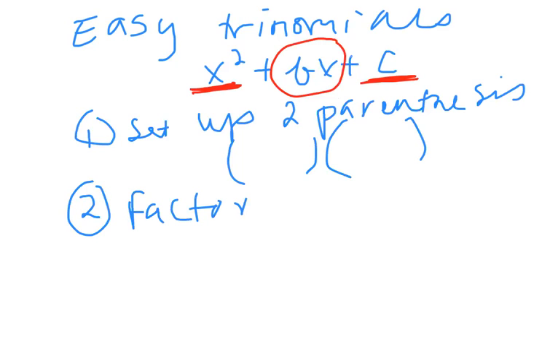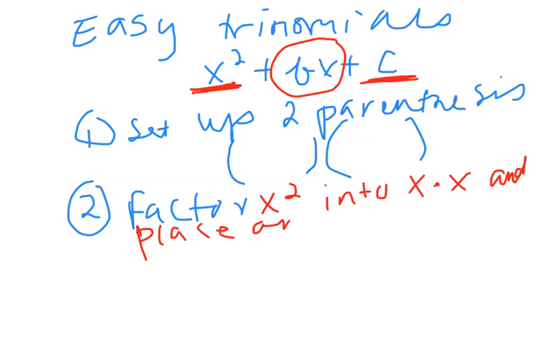So you want to factor x squared into x times x and place an x in each parentheses. So in the case of a problem like this, because it's an easy trinomial, it's always going to have x squared, so each one of your factored forms is going to be in the form of x plus or minus something and an x plus or minus something.